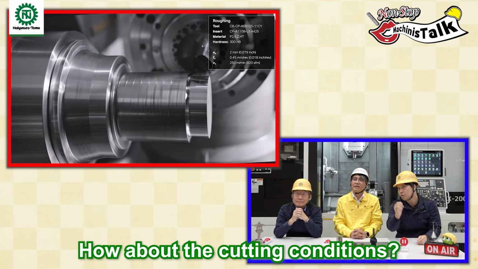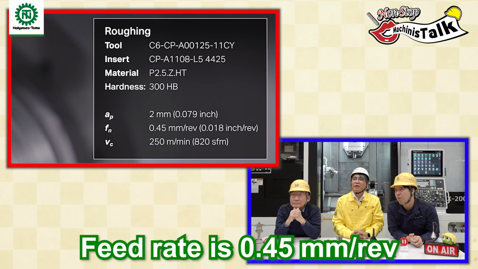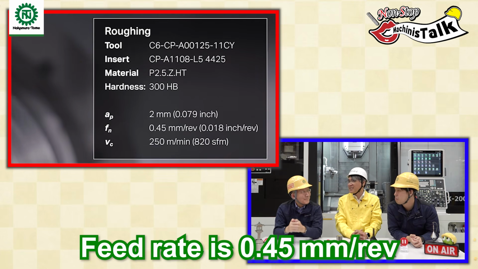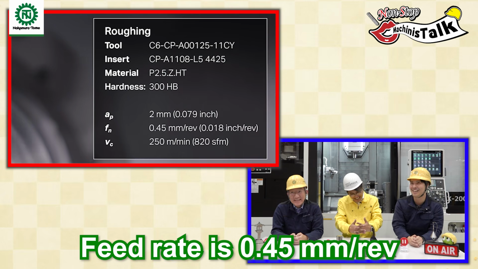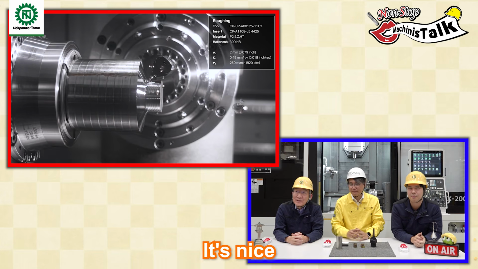That's a key. And also how about the cutting condition? The feed rate is 0.45. Again, very fast. A very beautiful cut. Depth of cut is about 2 millimeter. Oh, it's nice.